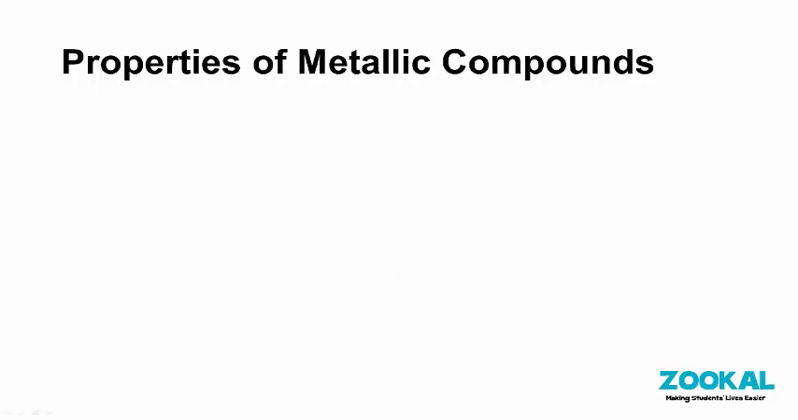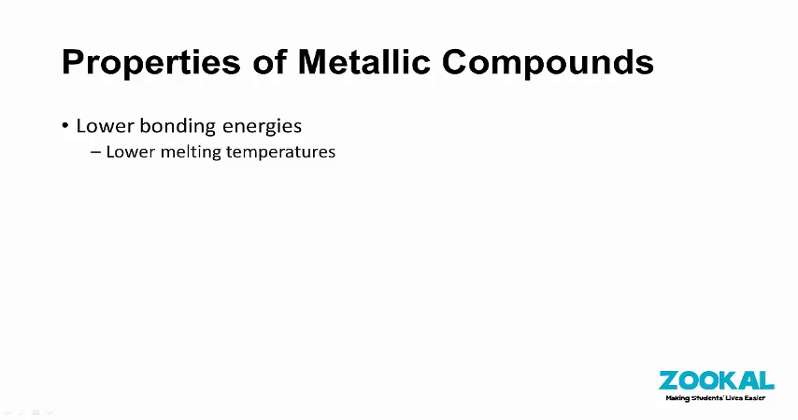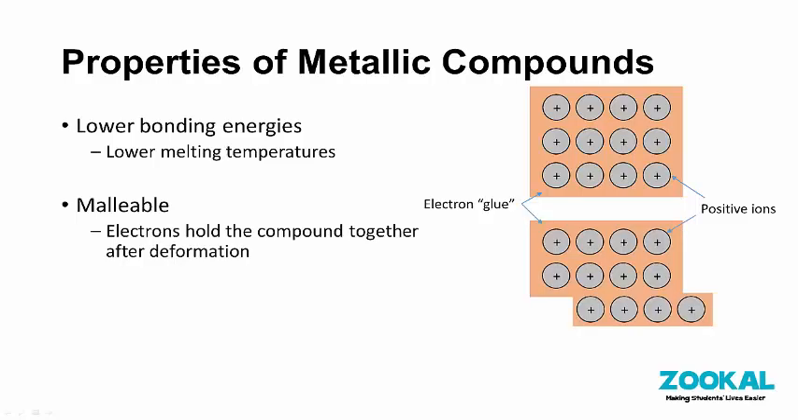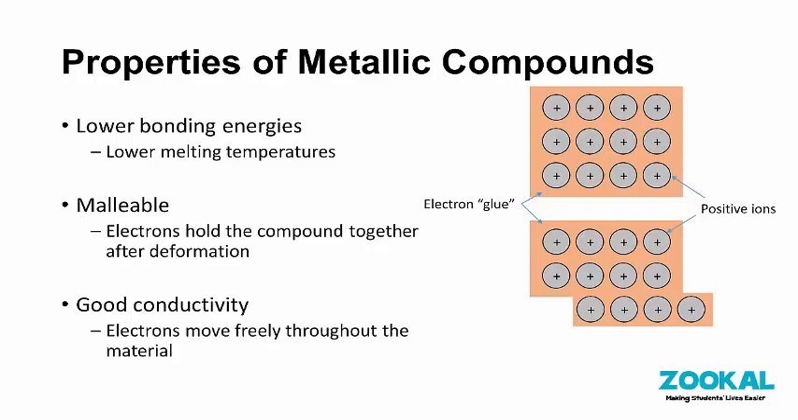Metallic bonds have low bonding energies, and therefore they have low melting temperatures. Unlike ionic compounds, deformation does not disrupt the attractive forces holding them together. As you can see on the right, the electron glue continues to hold the positive ions together even when the entire compound is deformed. This means metallic compounds are malleable. Since the electrons move freely throughout the compound, they allow an electric current to flow, giving the compound good conductivity.